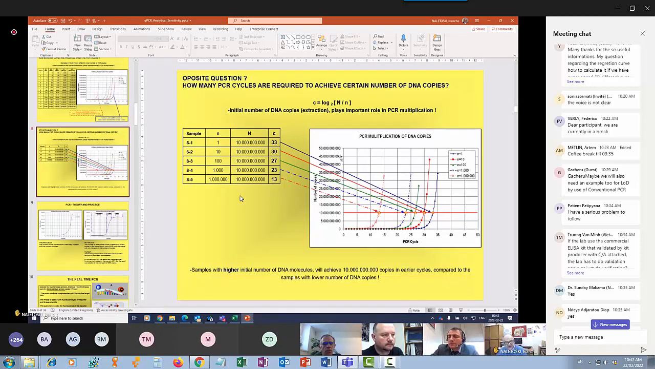But we cannot say the absolute amount of the startup DNA in the samples. We can only compare two samples. So this is semi-quantification.